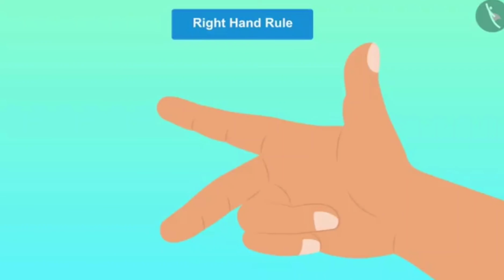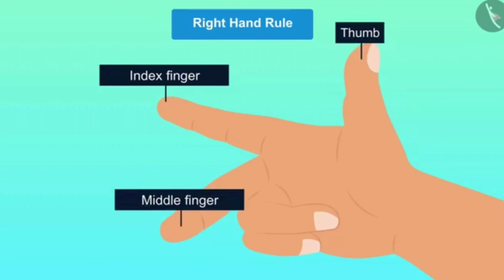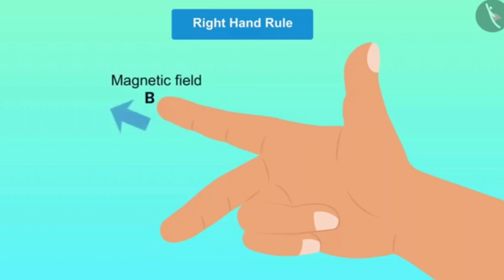This rule states that if the index finger, middle finger and thumb of the right hand are stretched so that all the three are mutually perpendicular to each other, then the index finger will represent the direction of magnetic field lines, the thumb will represent the direction of the motion, and the middle finger will give the direction of the induced current.